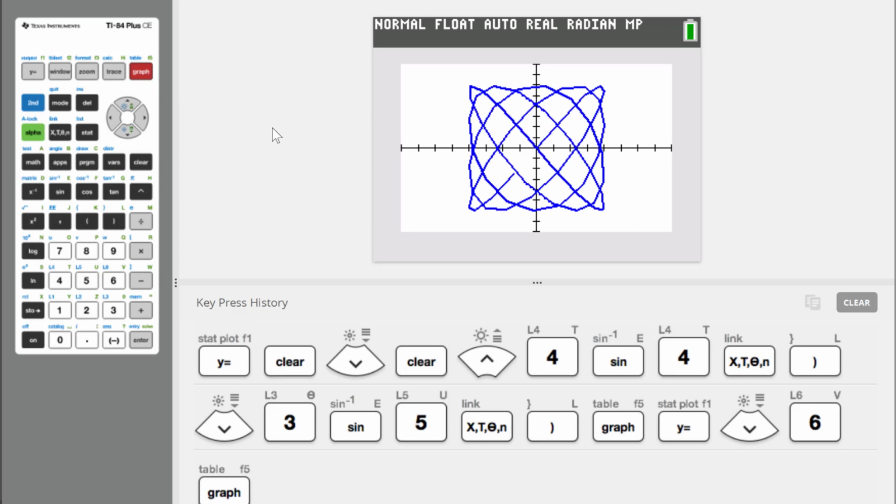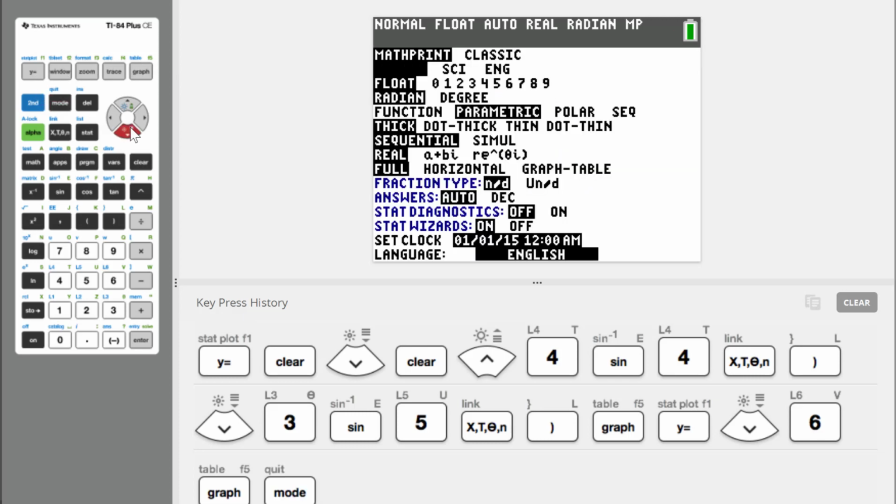I can get all sorts of different shapes and pictures by playing around with the specific values in the equations. I encourage you to do some investigating on your own. When you're done, just don't forget to switch yourself back to function mode so that your calculator works in the way that you normally expect.